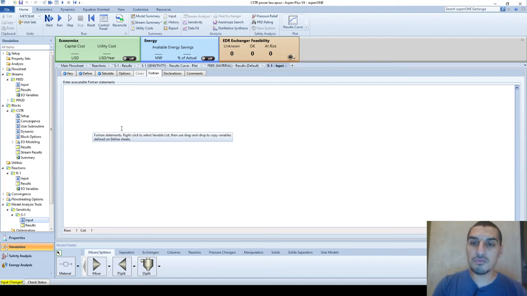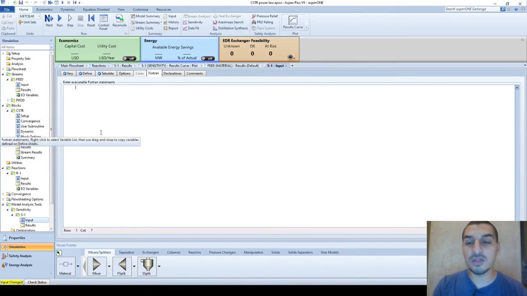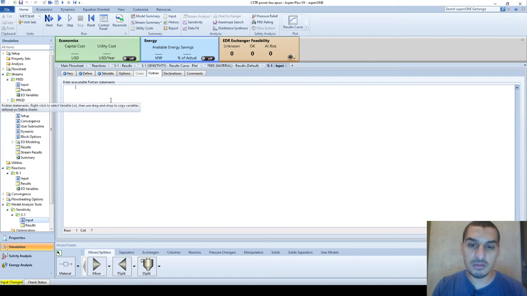So Fortran is a coding language that is used, or has been used before, and it's still used in some software, one of them being Aspen Plus. So what we want to do is use this language to write a code to calculate the conversion of the reaction based on the data that we have. For those who are not familiar with Fortran code, like myself, it's a very simple language. So you can write what you want, and it's gonna do what you want it to do.